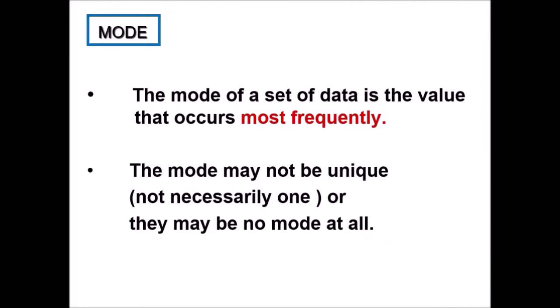Next, we want to find the mode for ungrouped data. The mode of a set of data is the value that occurs most frequently. The mode may not be unique, not necessarily one, or there may be no mode at all.